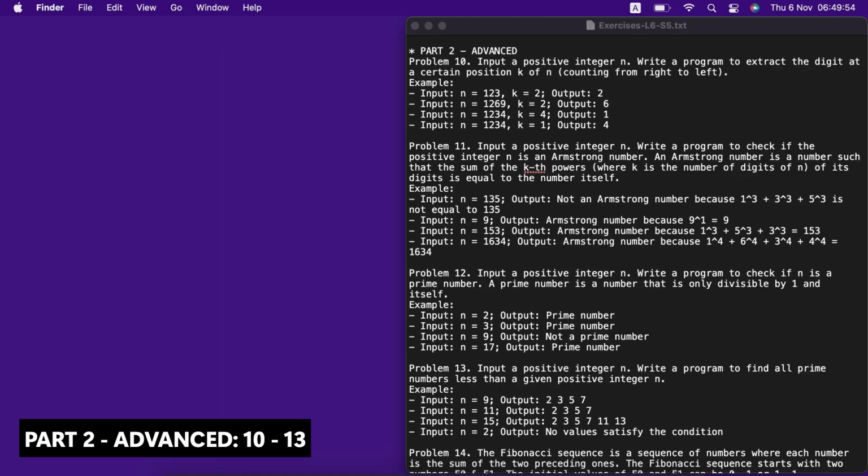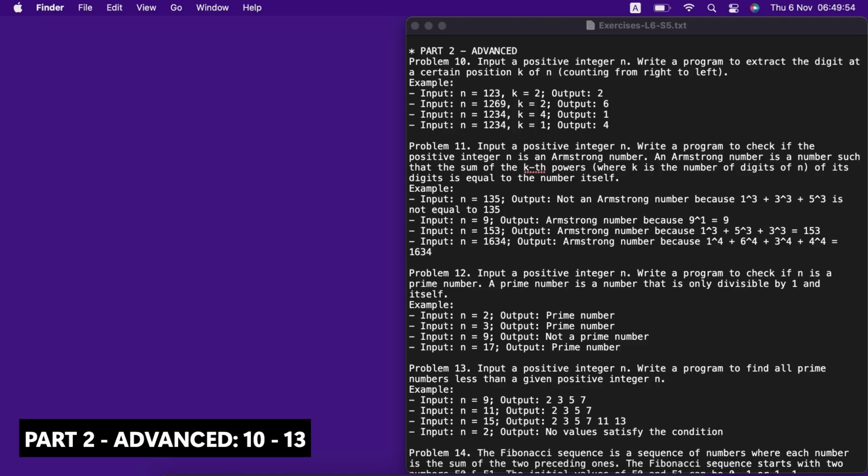Part 2, Advanced. Problem 10. Input a positive integer n. Write a program to extract the digit at a certain position k of n, counting from right to left. Problem 11. Input a positive integer n. Write a program to check if the positive integer n is an Armstrong number. An Armstrong number is a number such that the sum of the kth powers, where k is the number of digits of n, of its digits is equal to the number itself.